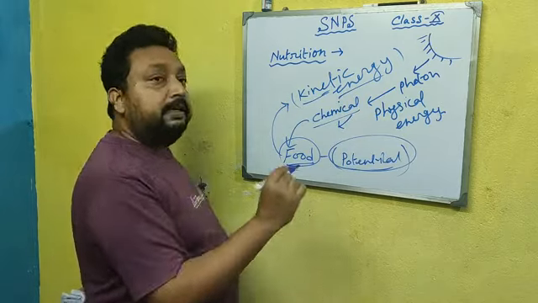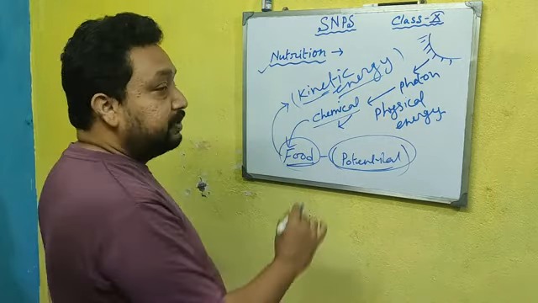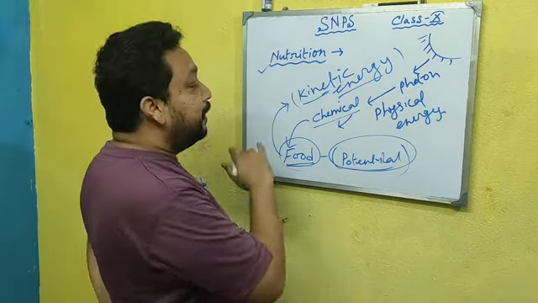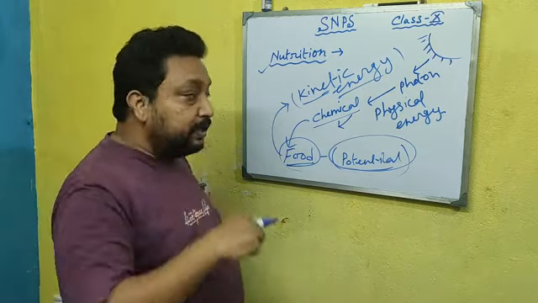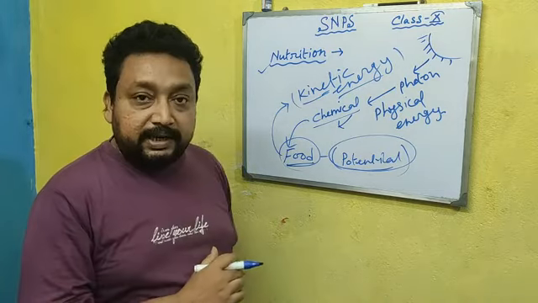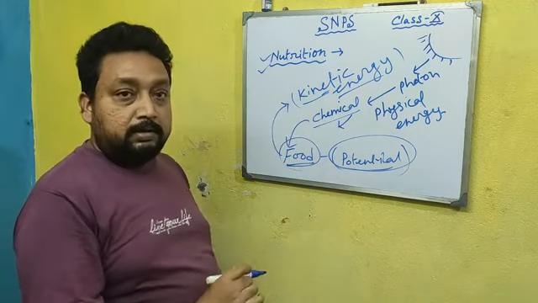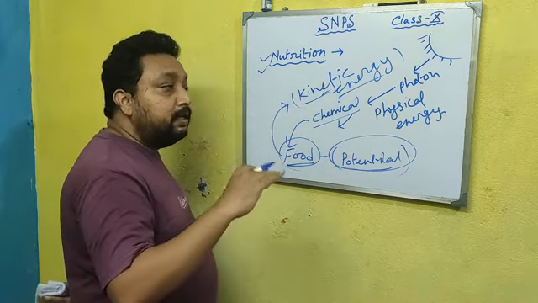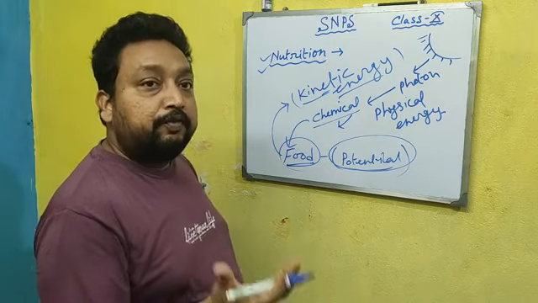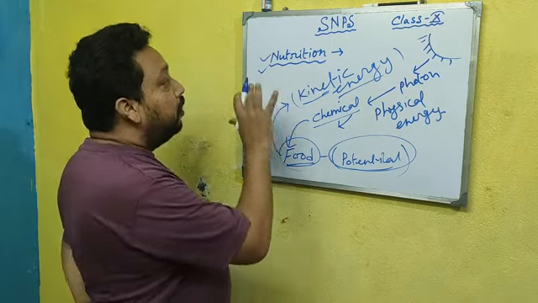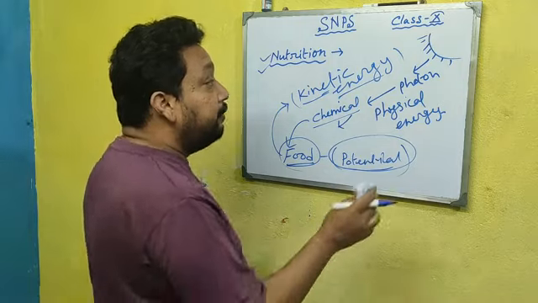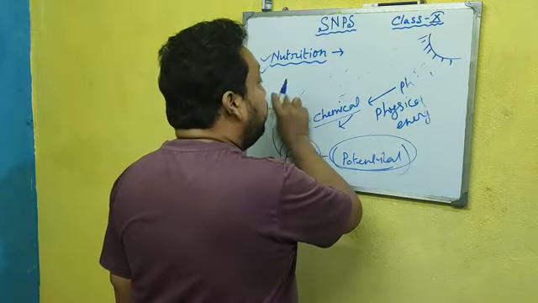This conversion is known as nutrition. The process by which potential energy is converted into kinetic energy is called nutrition. So nutrition is the process of producing energy from food. But nutrition has its own steps in how it produces energy.